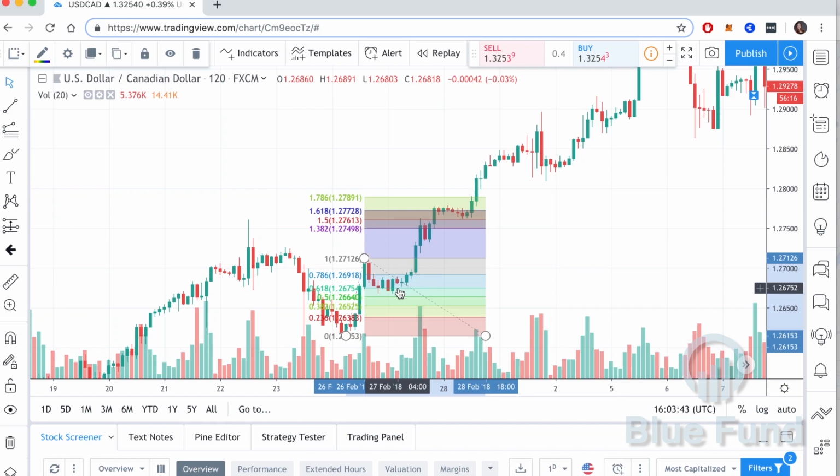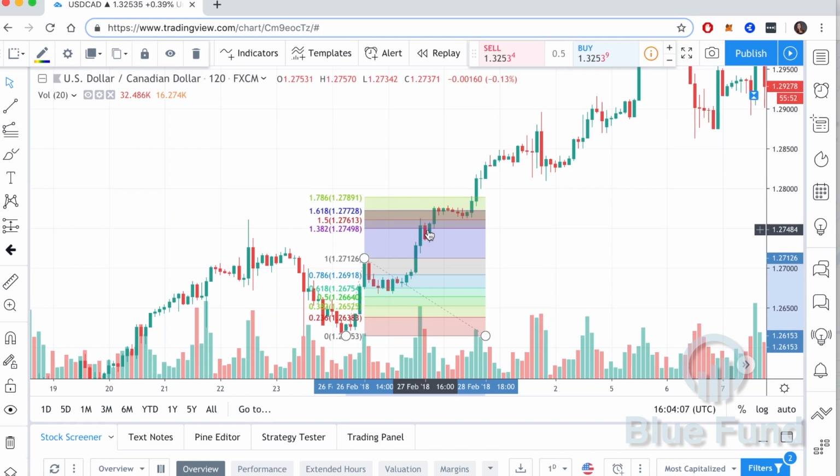So how do you know this? Observe again the three most important levels, which are 1.382, which is the 38.2, the 50, which is 1.5 here, and the 61.8, which is the 1.618 level, okay? At one of these, according to these extensions, it should stop and reverse into a pullback.